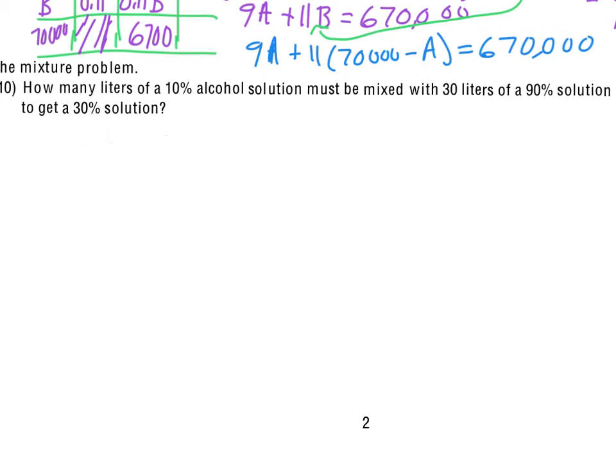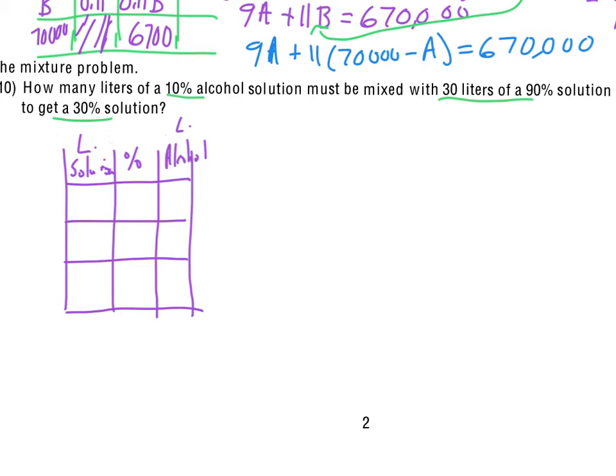And then the last one for this page, we've got our kind of mixture problem. We're looking at how many liters of a 10% alcohol solution must be mixed with 30 liters of a 90% solution to get a 30% solution. Again, we can make another table for this.